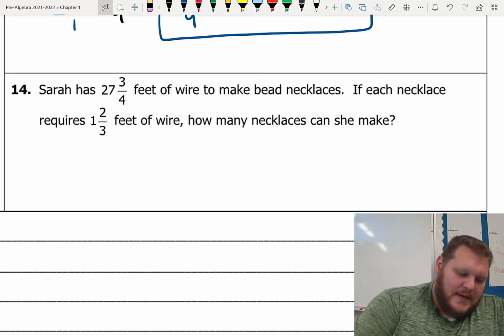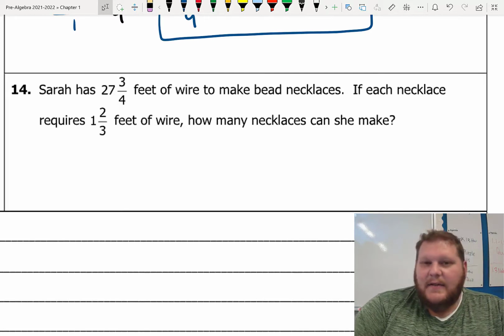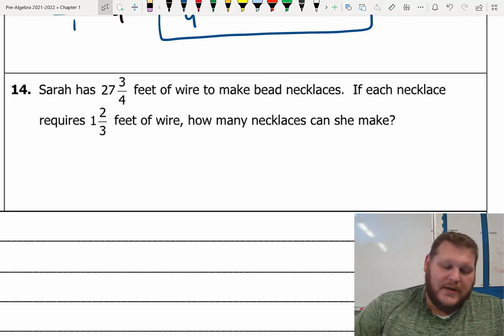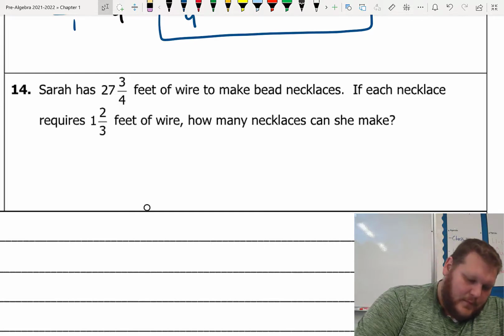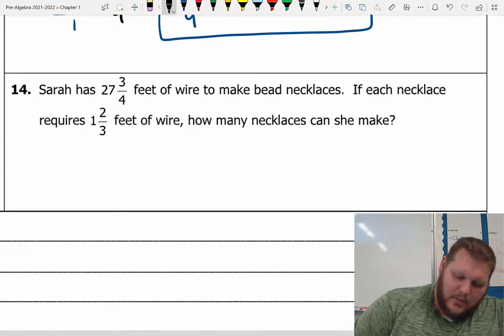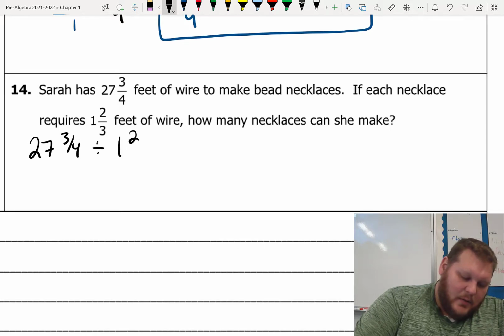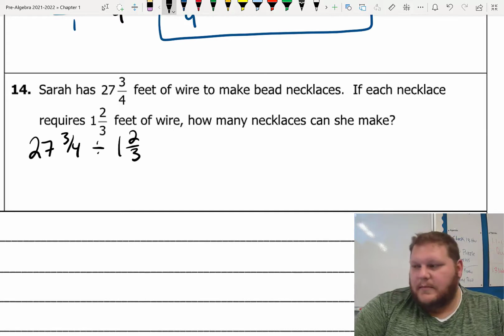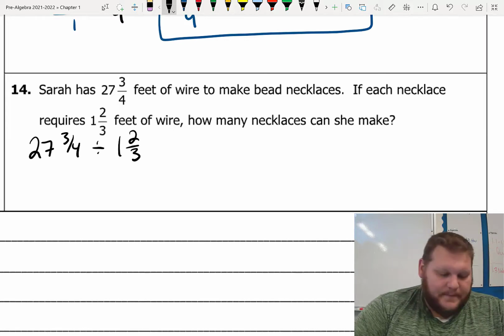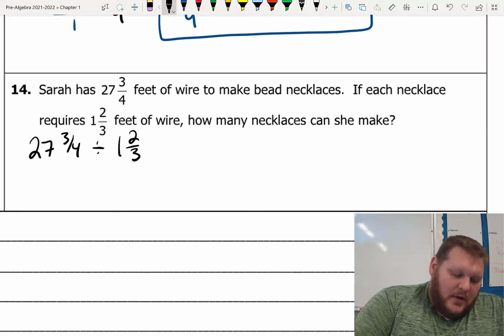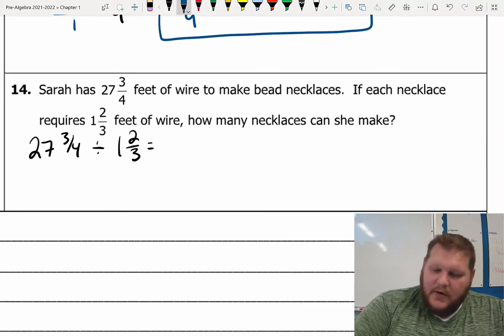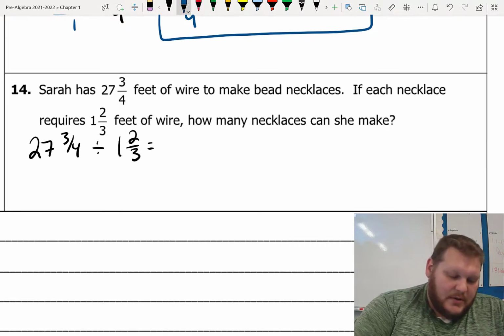So in this case, we're going to take that length of the wire, 27 3/4. Let's write that down. So 27 3/4 is going to be divided by 1 2/3. So first things first, convert those into improper fractions.